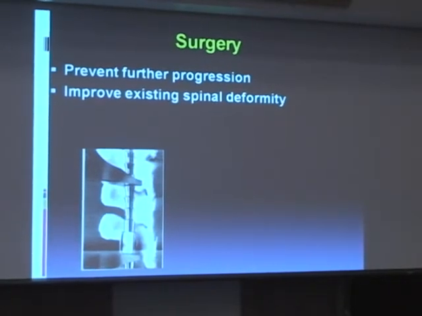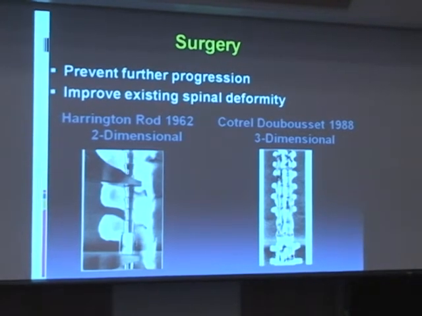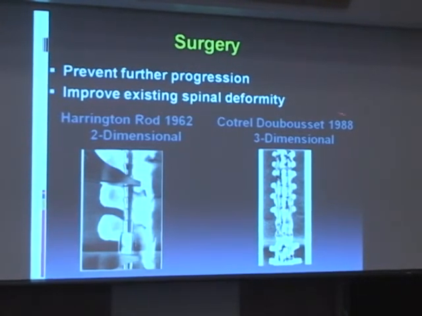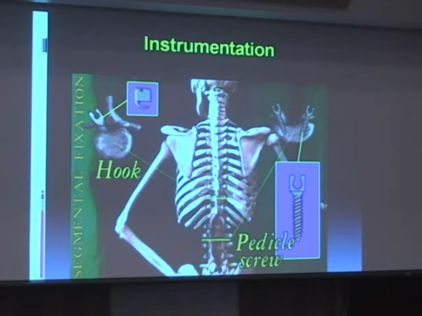Back in 1962, Harrington Rod was the first device designed to treat scoliosis. But at that time, it was only two-dimensional, basically only straightening. In 1988, it became a three-dimensional correction, because scoliosis is a three-dimensional problem, not just a 2D problem. During scoliosis surgery, the surgeon uses screws or hooks placed into the vertebra, and also puts in a rod to correct the scoliosis.